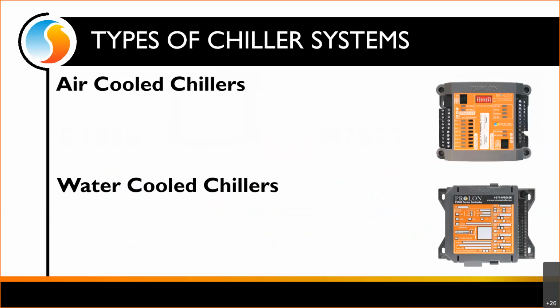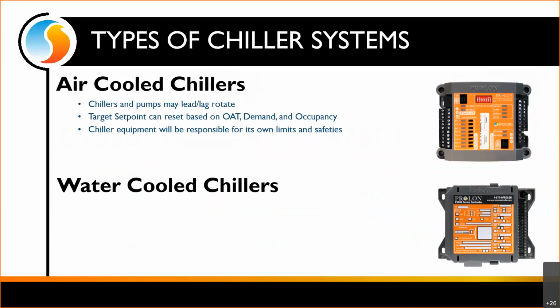So the types of chiller systems we're good for, we've got air-cooled chillers. So the chillers and the pumps are going to be able to lead, lag, rotate. We'll also have the failover safeties for the pumps. Just like in the boiler, we can reset the target set point based on outside air demand and occupancy. So we could have just a sliding scale predetermined by outside temperature, but if we do have a high cooling demand, we can turn that temperature down additionally.